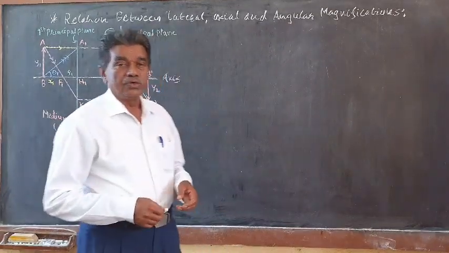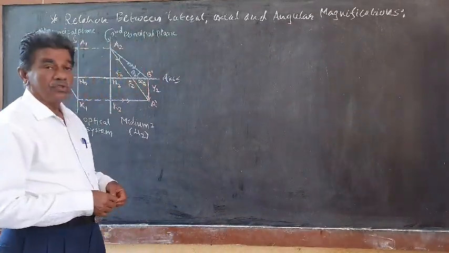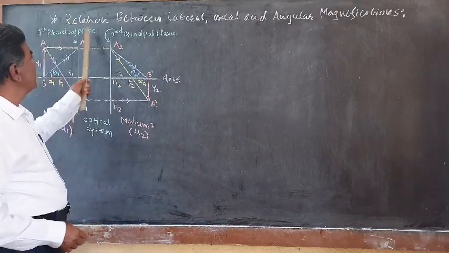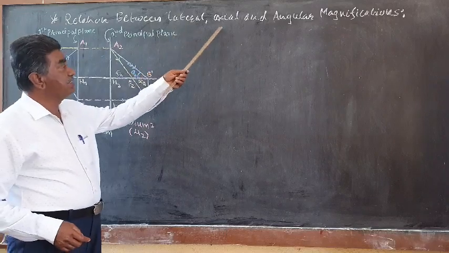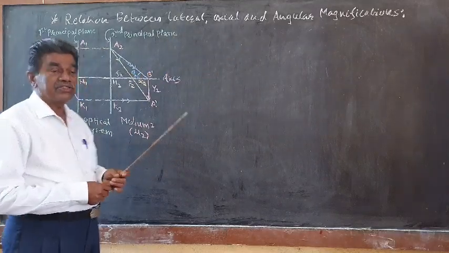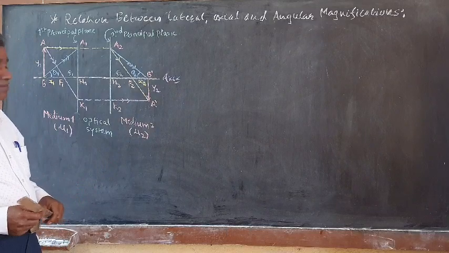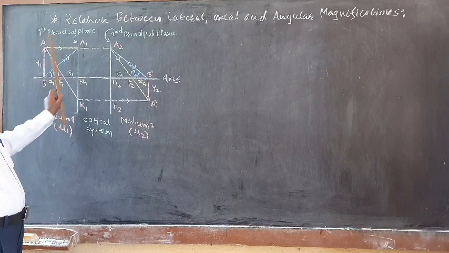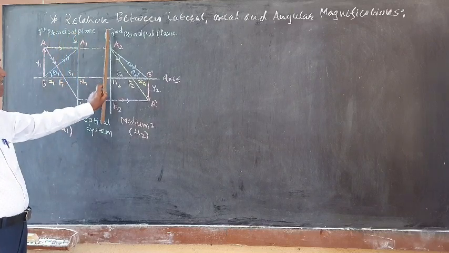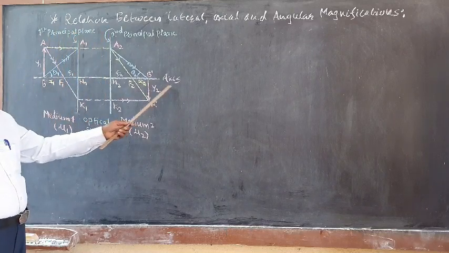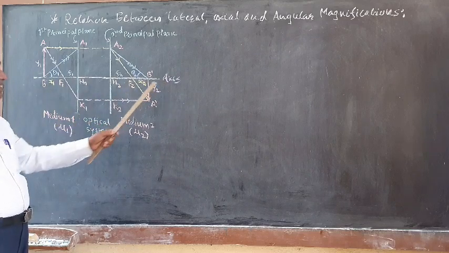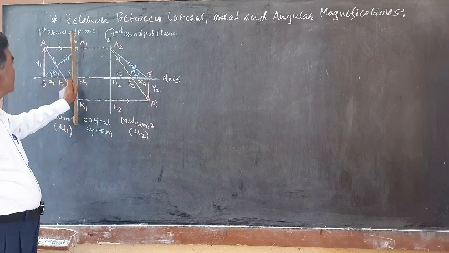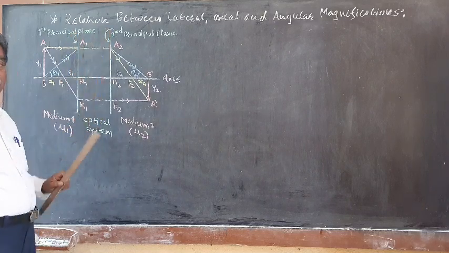Hello students, today we are going to learn an important article, that is the relation between lateral, axial and angular magnifications for an optical system. Consider the optical system here being described by the first principal plane and the second principal plane, and this is the principal axis.